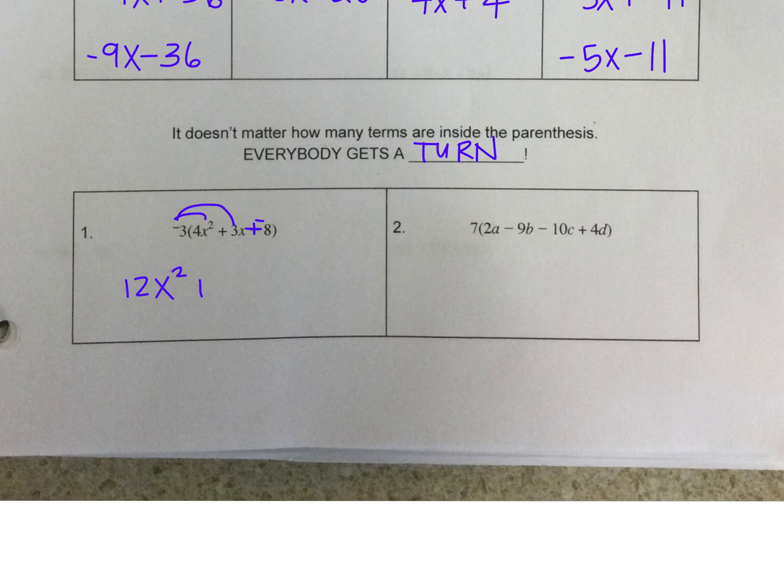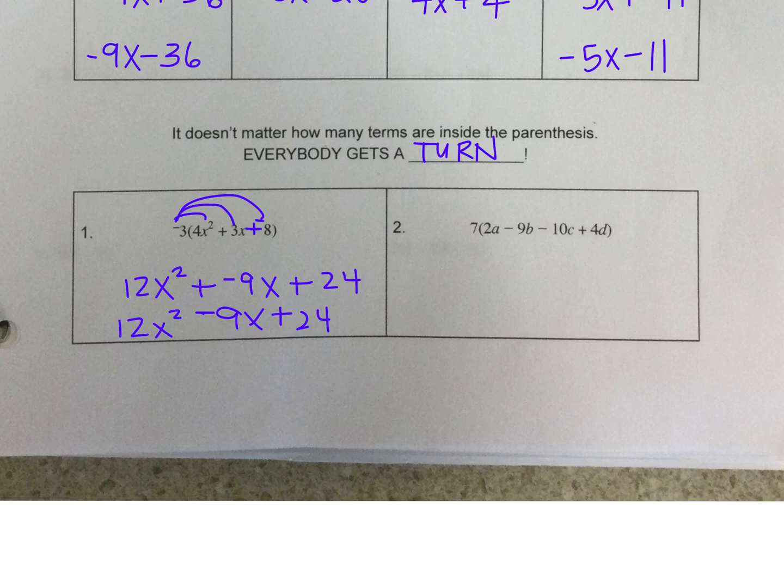Negative, and then I put a plus. Negative 3 times 3 is negative 9x. It's his last name. Negative 3 times negative 8, that would be a positive 24. Now that is a totally acceptable answer. I would also accept 12x squared minus 9x plus 24. Either one of those is fine.